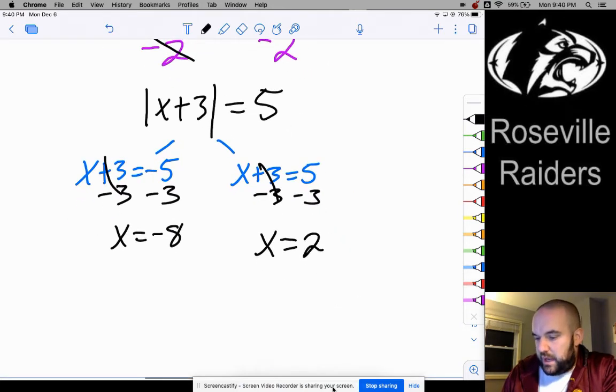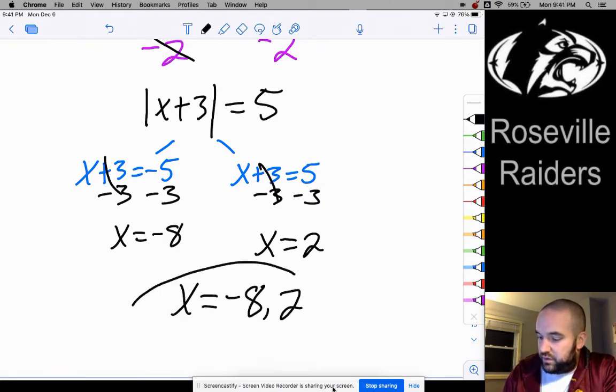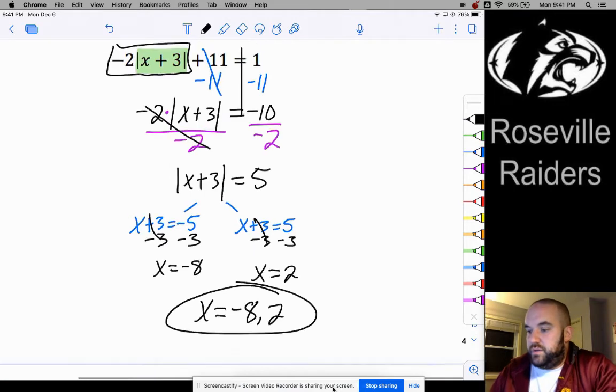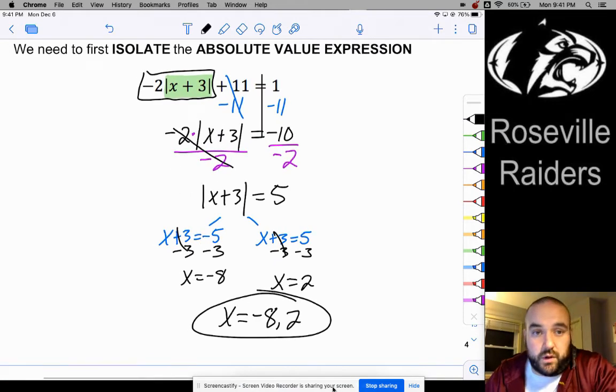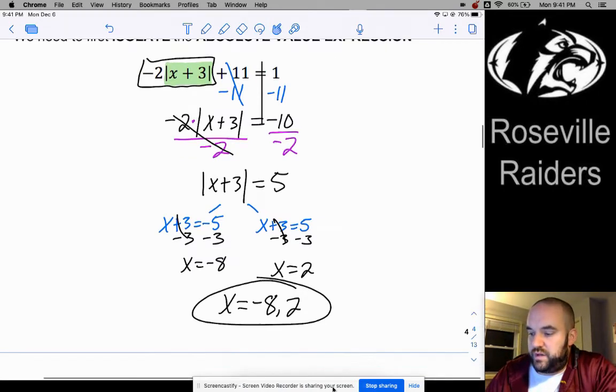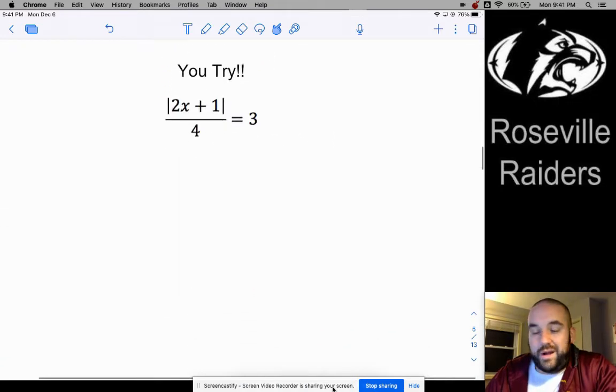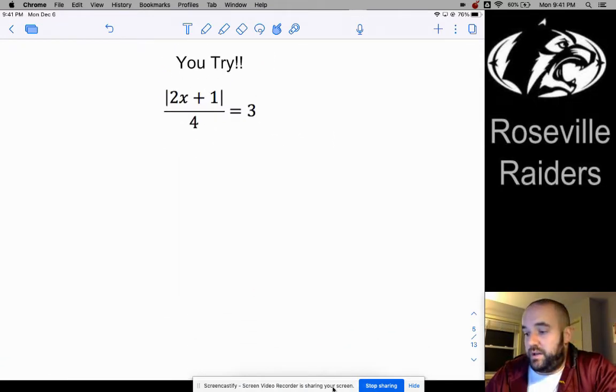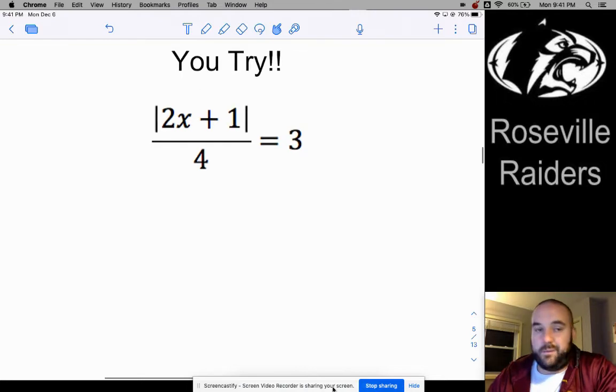You can just leave it like that and box it in if you want. Otherwise, I'm going to say x is equal to negative 8, comma, positive 2. So those are my two solutions to this equation. If I go back and replace x with negative 8, I will get a true statement. If I go back and replace x with positive 2, I will get a true statement. Go ahead and try this one on your own. Pause the video, and then we will keep going.